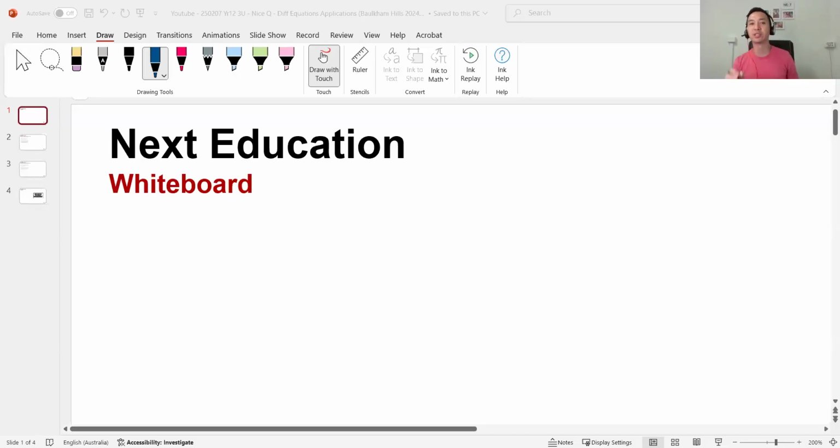So today, another question from the Nice Question series. Today's question comes from the Extension 1 syllabus from the Baulkham Hills 2024 trial paper. A nice question on the topic of differential equations, more specifically the applications of differential equations, which can be quite challenging, right? There's a lot of calculus integration involved.